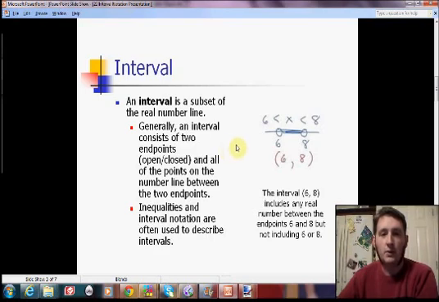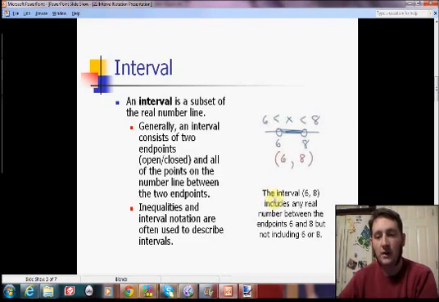Okay, so what is an interval? An interval is a subset of the real number line, or a part of the real number line. Generally, it's two endpoints, say 6 and 8, and all the numbers in between. You may or may not be including the endpoints. Like in this case, the endpoints are open. You've already done inequalities. You've already done graphing on a number line. The only piece you have not done is these intervals.